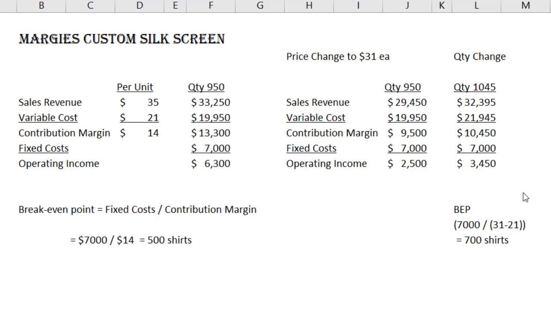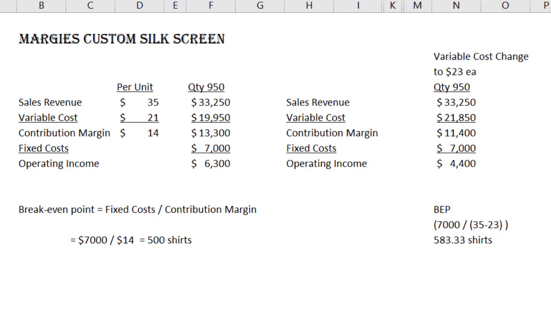It also impacts the break-even point, because when the sales price is reduced, that means your contribution margin is reduced, and you only have a $10 contribution margin, and that means you have to sell 700 shirts, an increase from 500 to 700 just to break even. Margie has decided that she doesn't like that change, so she wants to go back to the $35 a piece and just stay there and keep everything the same.